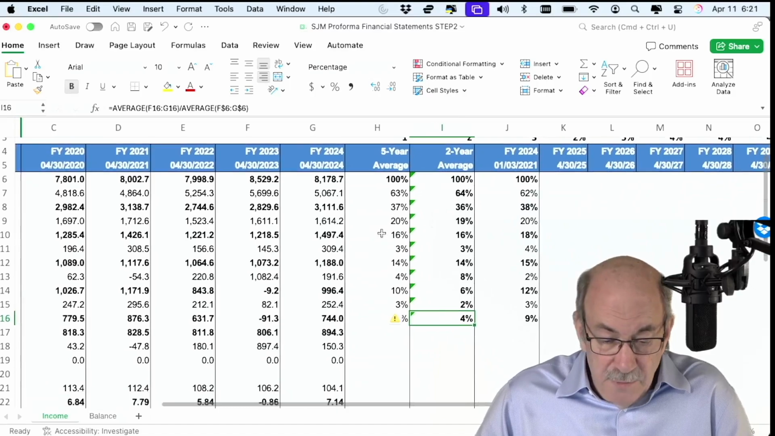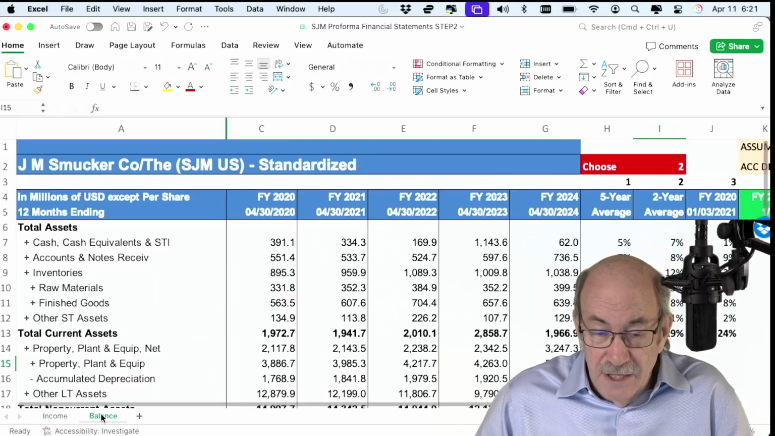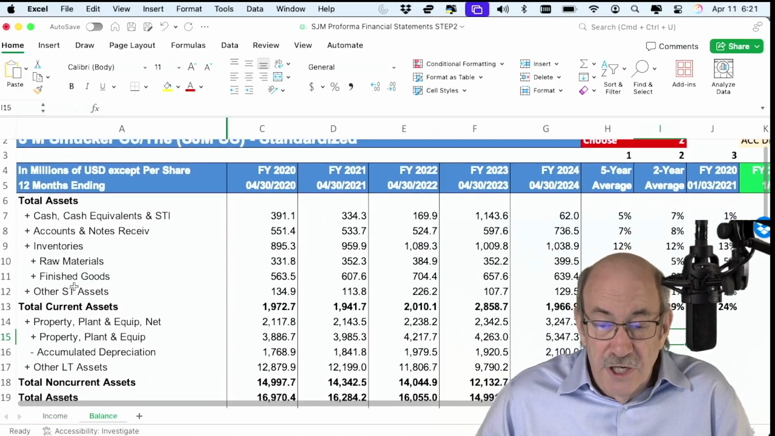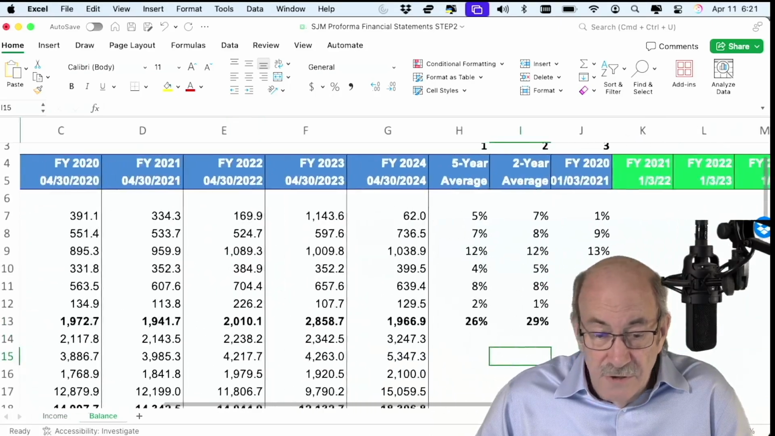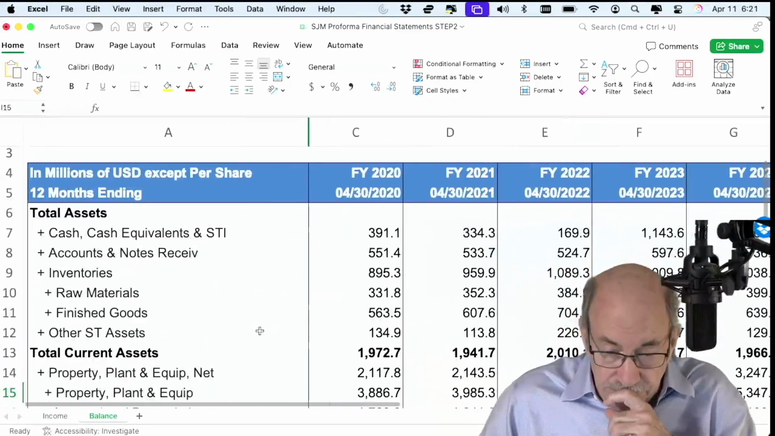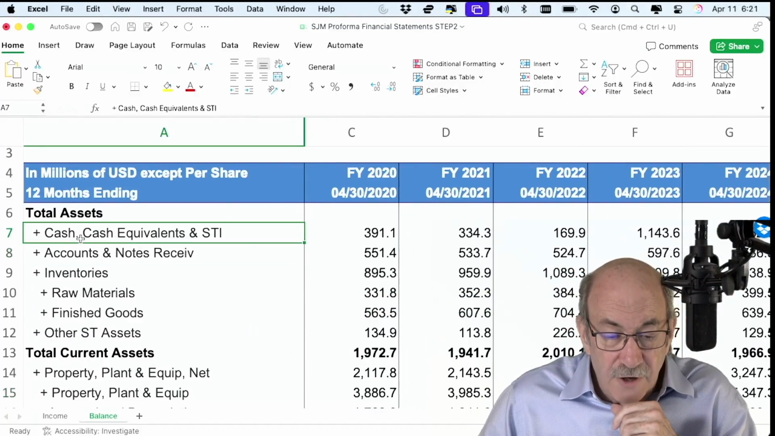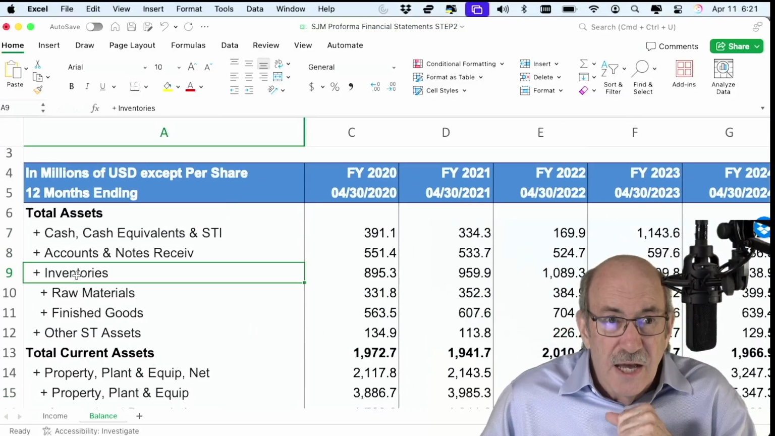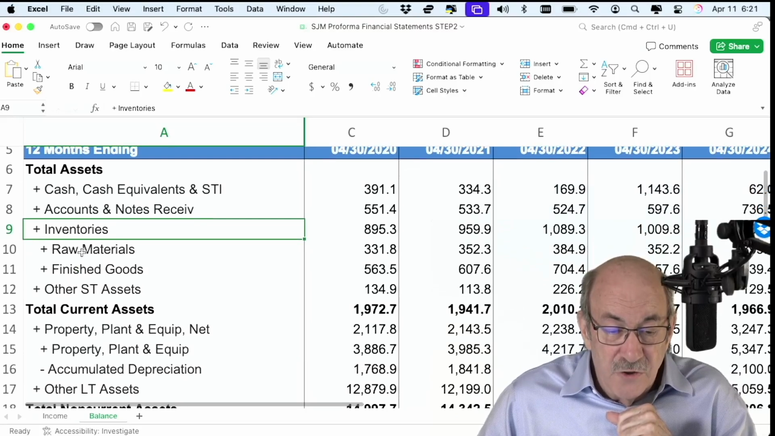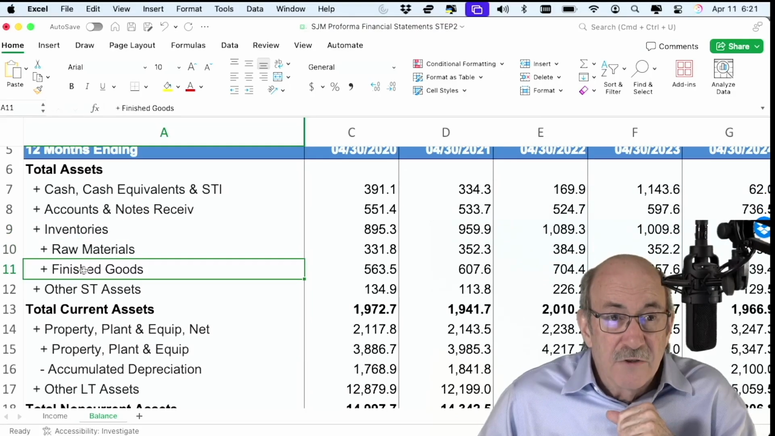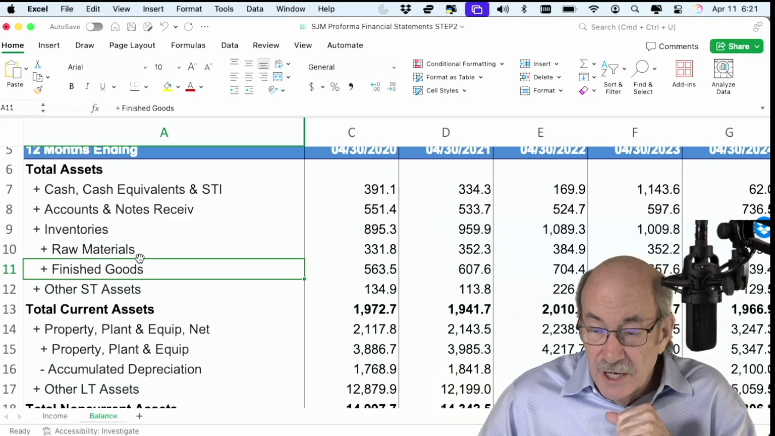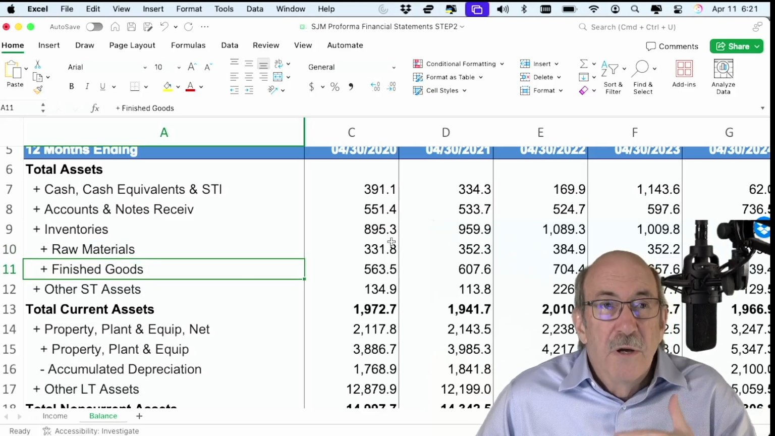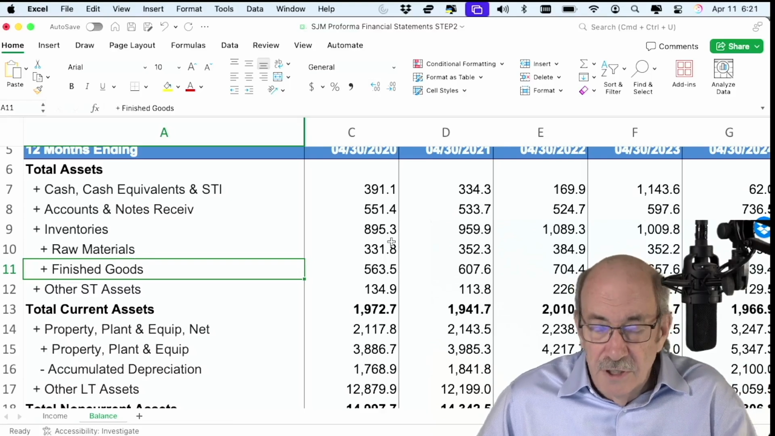I have a similar thing when I go over here to the balance sheet. I've also cleaned up the balance sheet and made it a little bit easier to read. So I've consolidated some accounts. I did leave my inventories with sub-accounts. So raw materials and finished goods, I've got those as sub-accounts, and I'm going to try to use that out into my pro forma, into my projections.